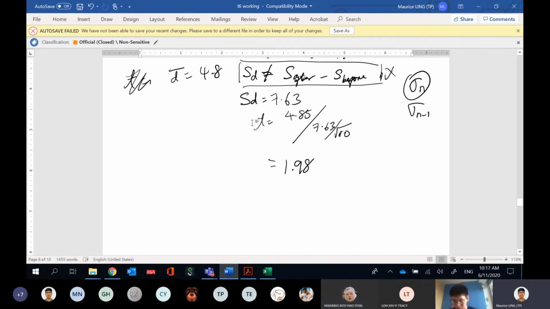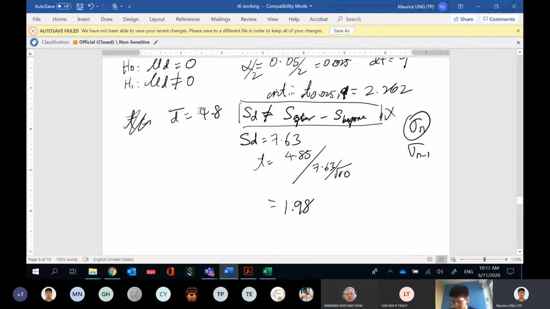By right you're not supposed to round off first. By right the answer will actually be 2.028. Okay, so anyway, both of them come to the same conclusion.